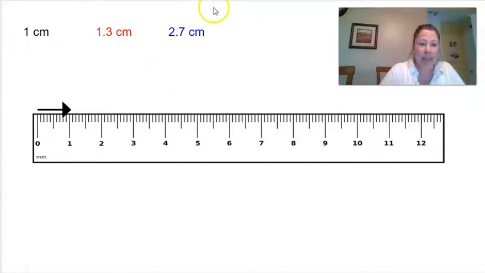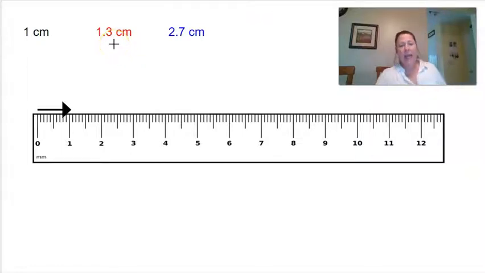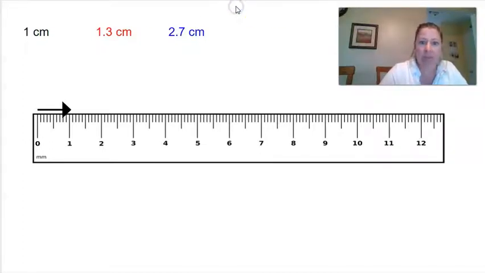Now, let's say I want to draw one that is 1 3/10 centimeters. So it's more than 1. That means I'm going to have to start at 0, go to the 1, and then go 3 extra little notches. So that is 1.3 centimeters long.